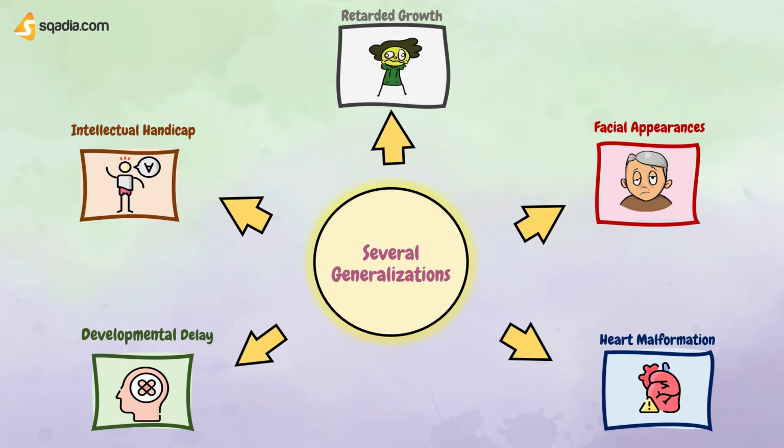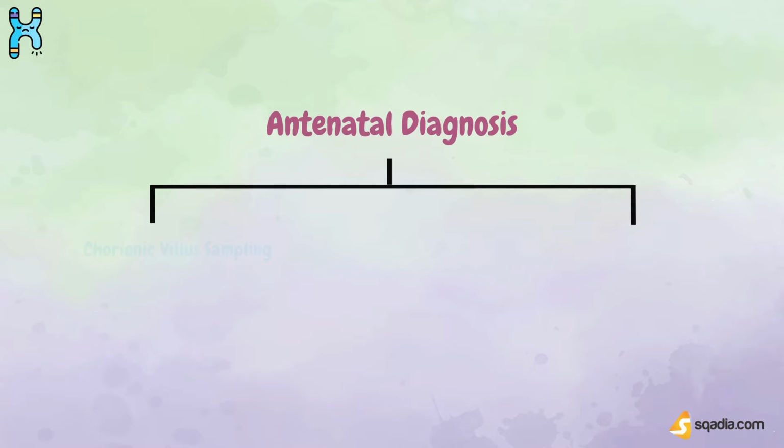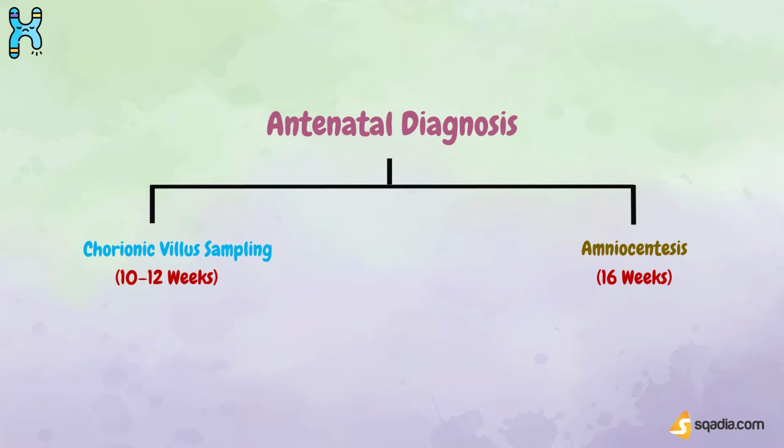It is important that every child with multiple congenital abnormalities should be examined for chromosome damage at an early stage. If a condition is suspected, antenatal diagnosis is generally possible by chorionic villus sampling at 10 to 12 weeks or amniocentesis at 16 weeks. Let's understand chorionic villus sampling.